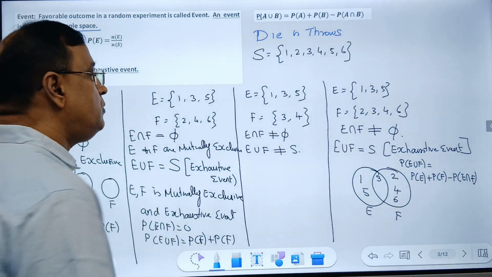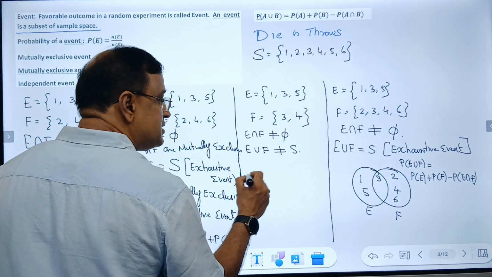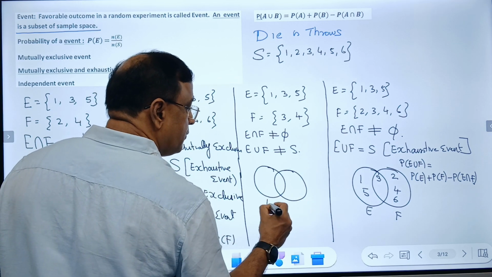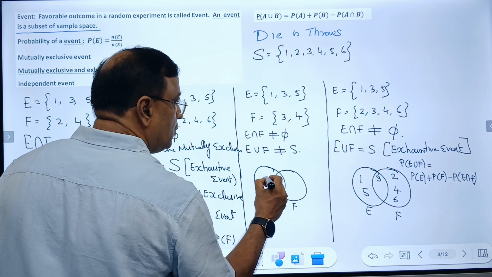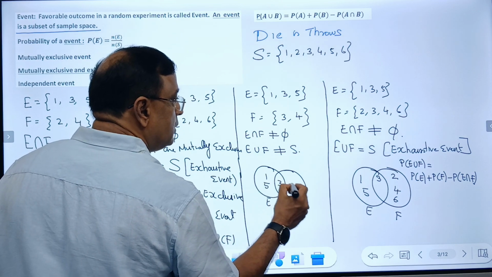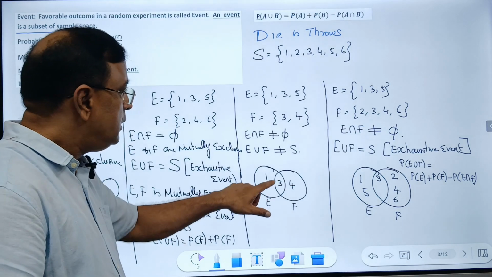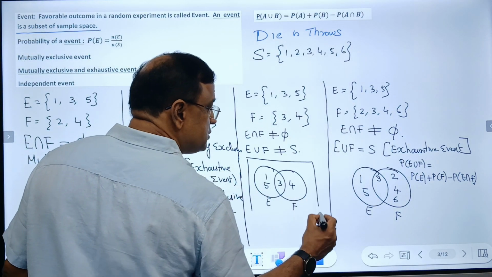Okay. So here what happens? If I have to represent this diagrammatically, I can write E and F. What is E? 3 is common, right? So 1, 5, this will be 4. See, F has 3 and 4 here, but there are some elements left out. So you will have a sample space outside.